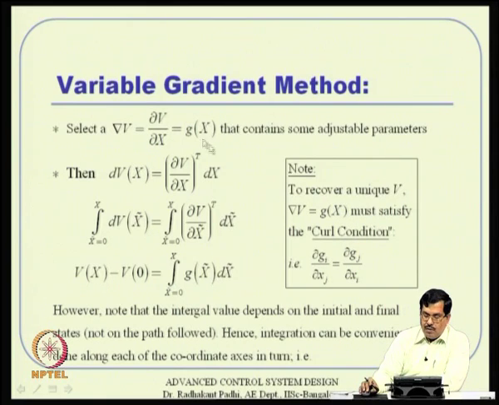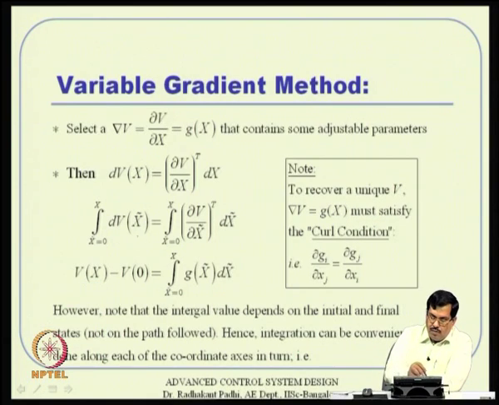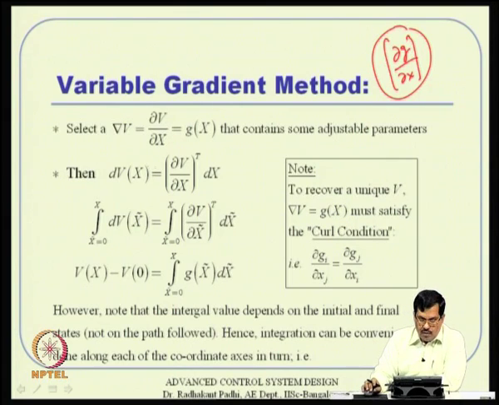Remember, what does that mean? This del G by del x, what you see here, this G is already a vector, remember that. So, if I take del G by del x, that is actually a matrix, and this matrix has to be symmetric. That's all we are telling here.